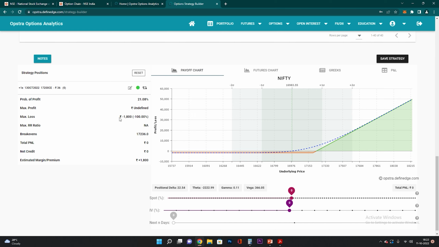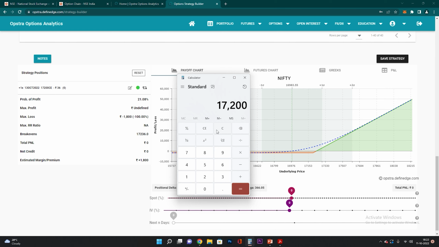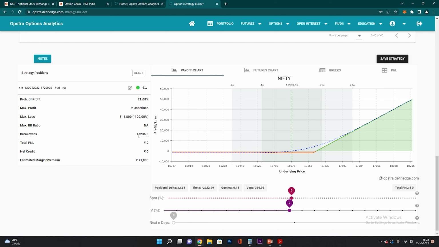The maximum loss you will get is the premium that you paid for this strike. There will be a break-even point calculated for your contract. In case of call option buying, it is calculated as the chosen strike price plus the premium you paid: 17,200 plus the premium 36. So 17,236 is the break-even point. After the break-even point, each point will be considered as a profit of 1 rupee.